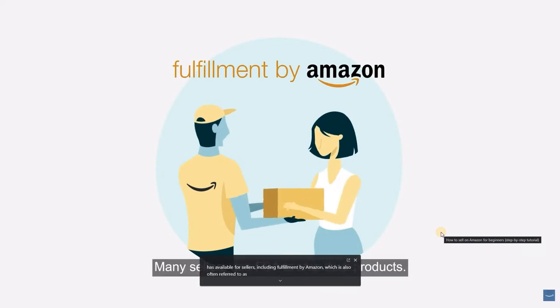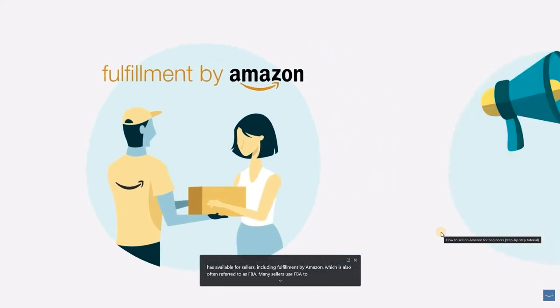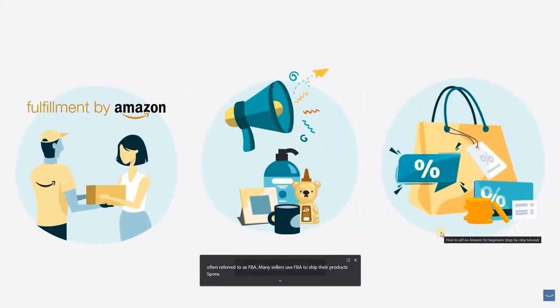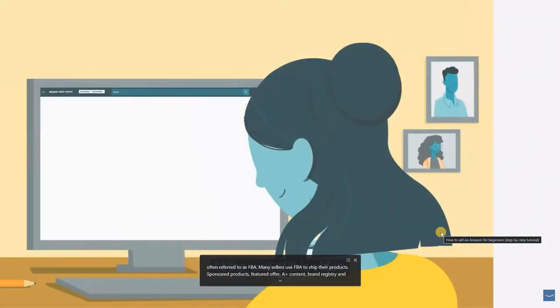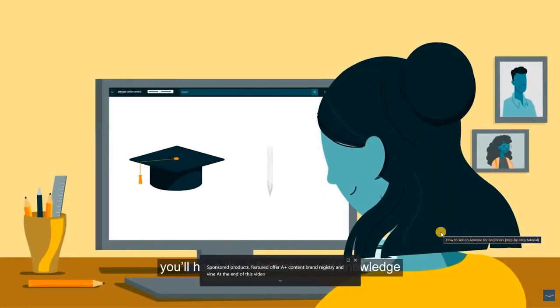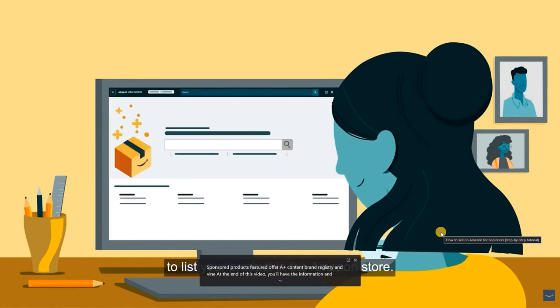Many sellers use FBA to ship their products. Sponsored products, featured offer, A+ content, brand registry, and Vine. At the end of this video, you'll have the information and knowledge to list your product in the Amazon store.